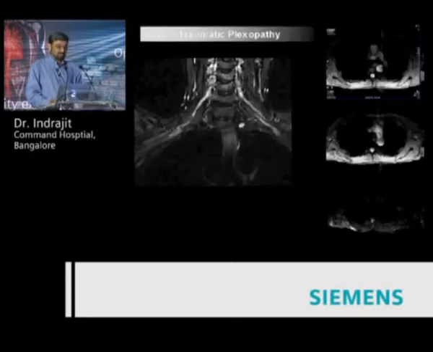Now here's a case where there was a traumatic plexopathy, and we can see that there's an abrupt cutoff at the region of this trunk involving the C5. And on the evaluation of the shoulder girdle muscles, one finds that in comparison to the opposite side, there is atrophy of the subscapularis and the infraspinatus and the supraspinatus.